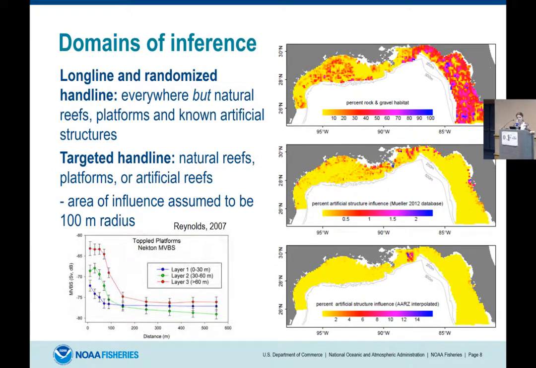And this assumption was based on a thesis by Reynolds, 2007. And you can see this was based on acoustics, I believe. And she had a couple different plots, but this is just one example. So this is distance and the density of fish. And you can see it extends out approximately 100 meters before it really starts to drop off. So that was the assumption we used.